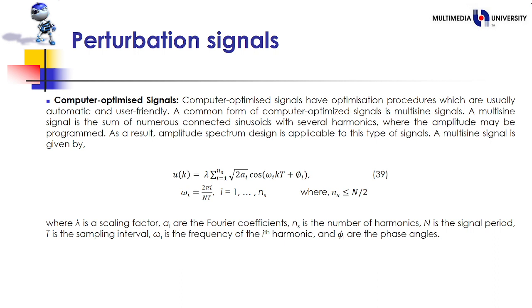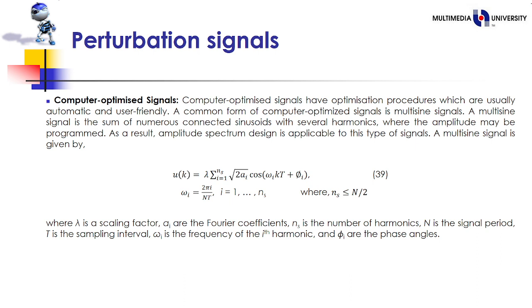Perturbation signal, computer optimized signal. Computer optimized signals have optimization procedures which are usually automatic and user-friendly. A common form of computer optimized signal is the multi-sine signal. A multi-sine signal is the sum of numerous connected sinusoids with several harmonics where the amplitude may be programmed. As a result, amplitude spectrum design is applicable to this type of signal.